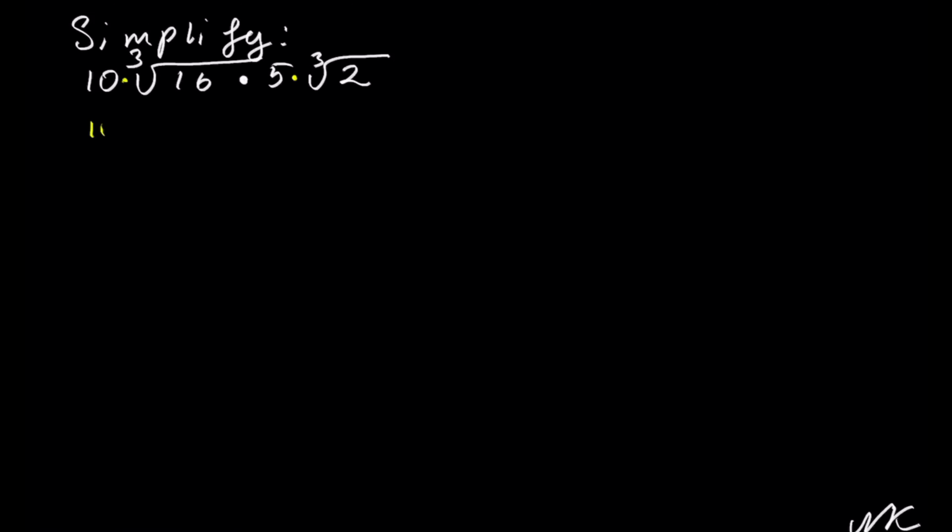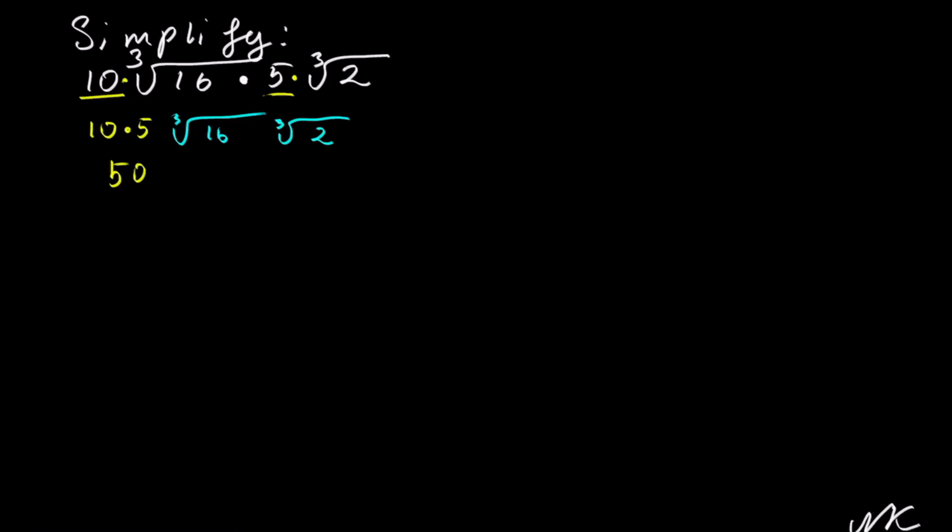and have 10 times 5. These are our whole numbers outside of the roots. Then I'm going to multiply them by the radicals. We have cube root of 16 times cube root of 2. This will give us 10 times 5 is 50.